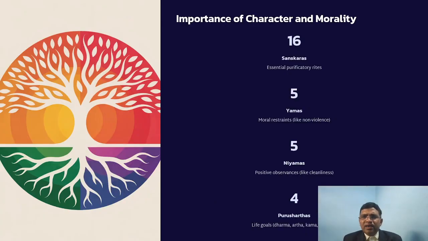Then the importance of character and morality. How can it be done? There are 16 samskaras, the essential purification rites, and 5 yamas, like non-violence. Then niyamas, there are 5 niyamas, which are positive observances like cleanliness and so on. Then 4 purusharthas, the life goals: dharma, artha, kama, moksha. So these are the things for character and morality: 16 samskaras, 5 yamas, 5 niyamas, 4 purusharthas.